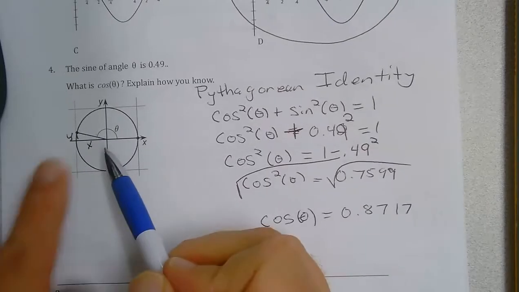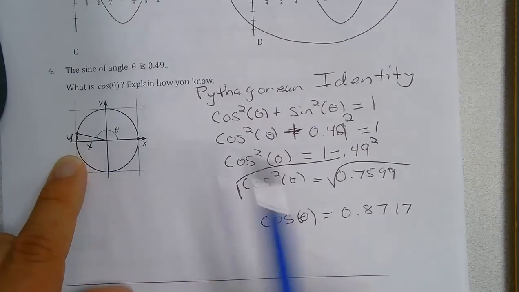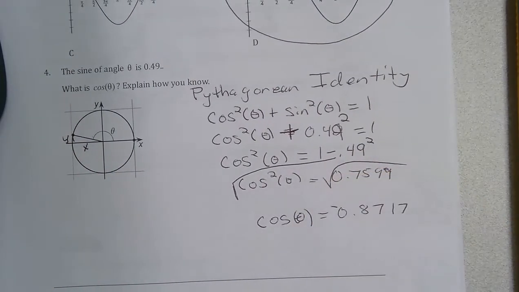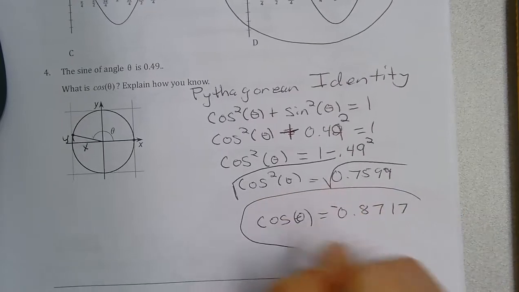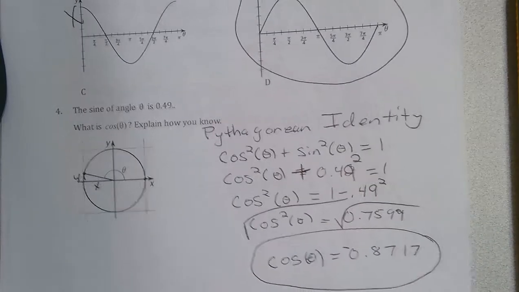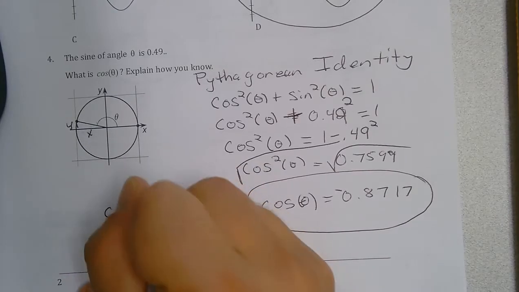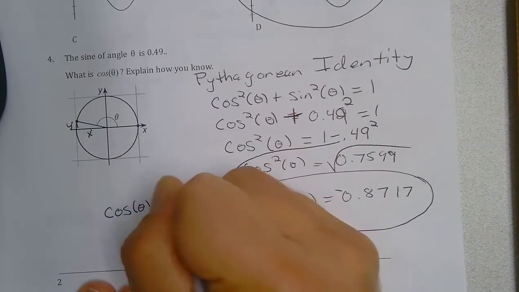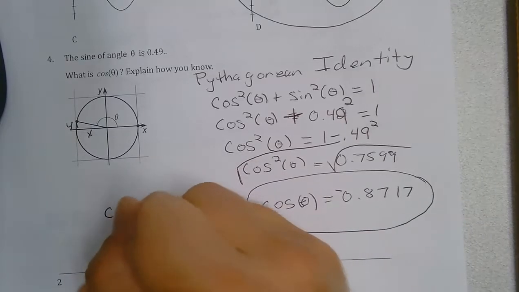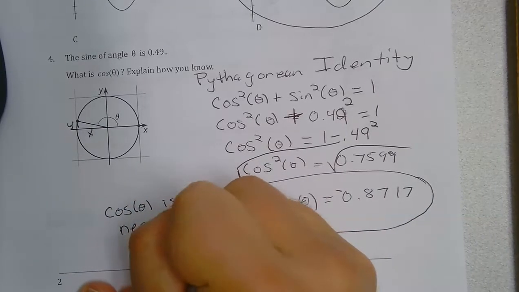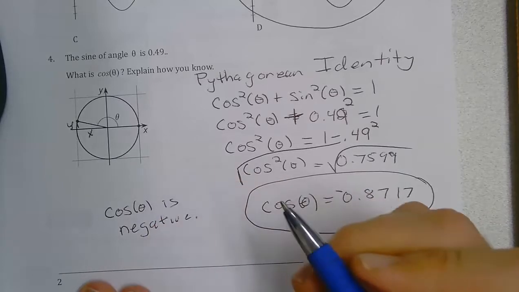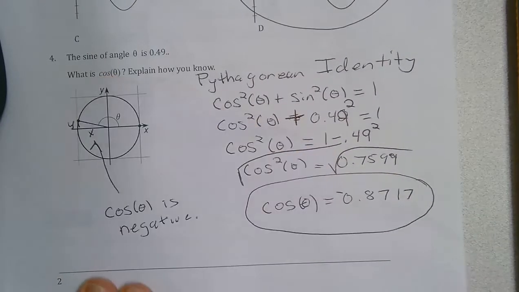Now, looking at the picture, the x component is negative. So I would know that this piece has to be negative. So that would be my final answer. So here, I'm just going to put cosine of theta is negative, and then just put the picture.